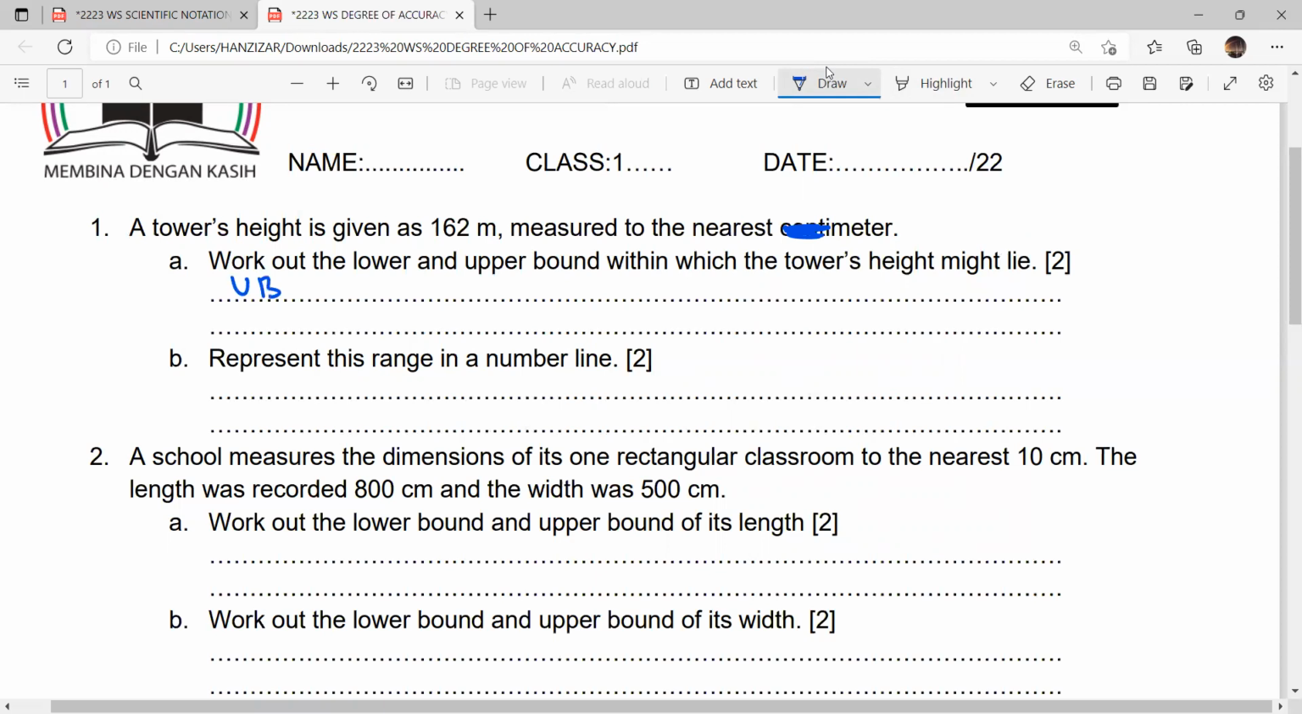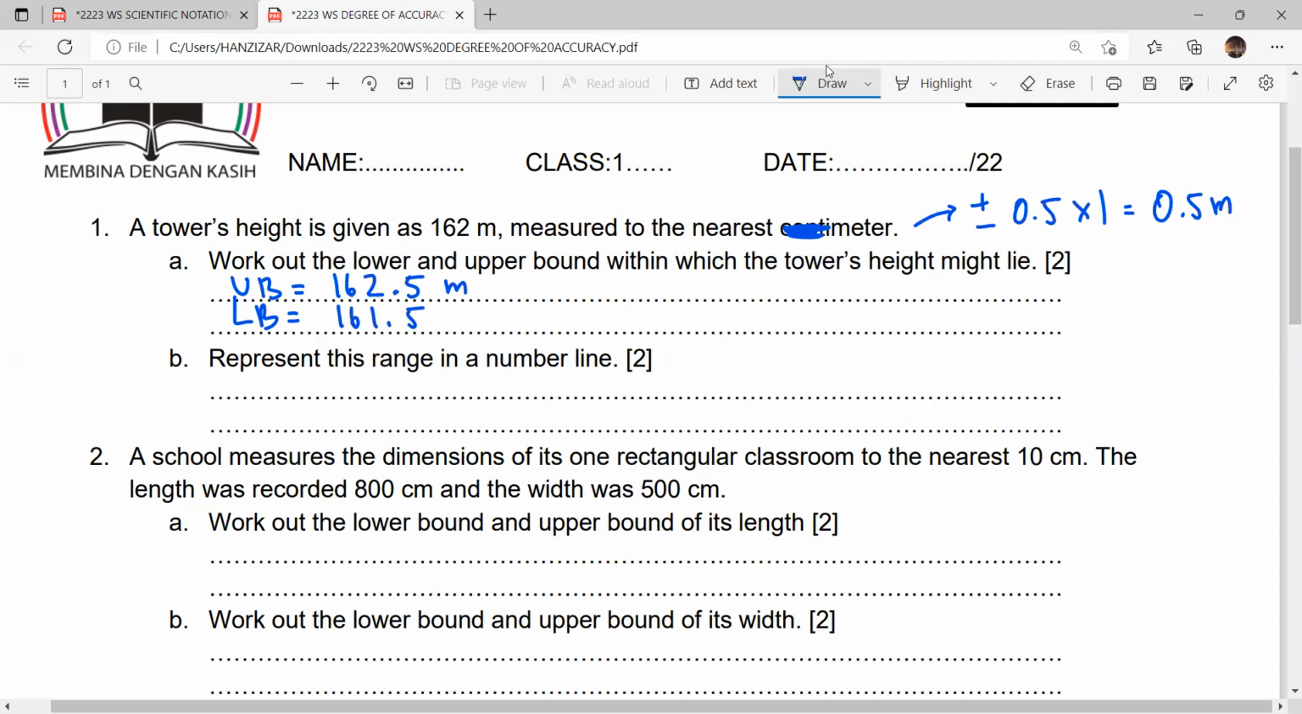So upper bound of the tower: nearest meter means you have to add or subtract 0.5 of 1 meter. Right? Half of the error. So 0.5 meter. So the upper bound increases to 162.5. There, just add 0.5. And the lower bound is subtract 162 by 0.5, 161.5.